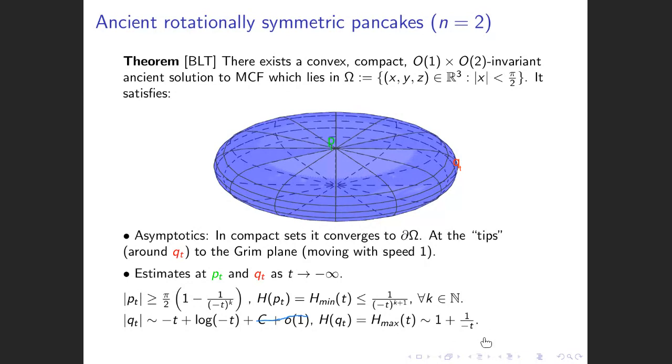Okay. Let me remind you here that we had the Angenent oval, which is the one-dimensional example that looks like one slice here of the pancake. And this Angenent oval moves with speed 1. So the maximum curvature is like 1, and the displacement is like minus t. Here, because of the rotational symmetry, we get these additional terms.